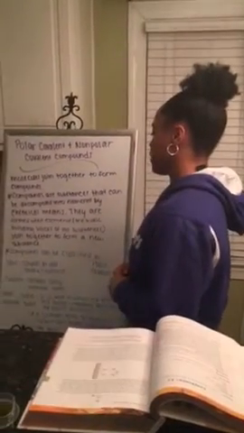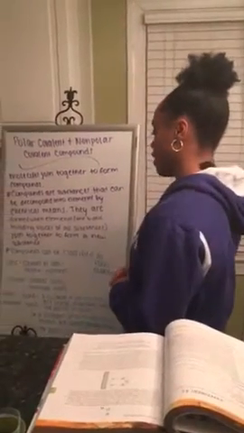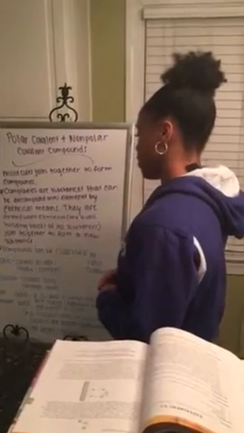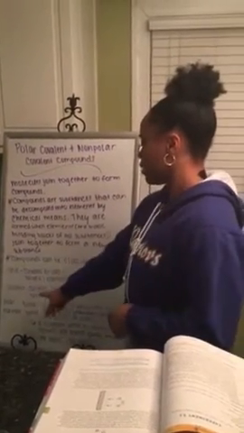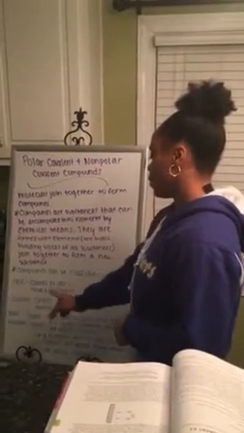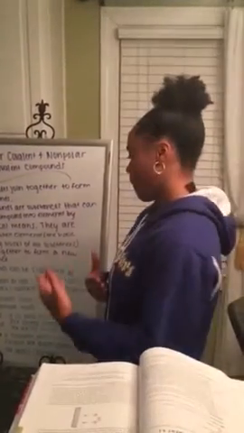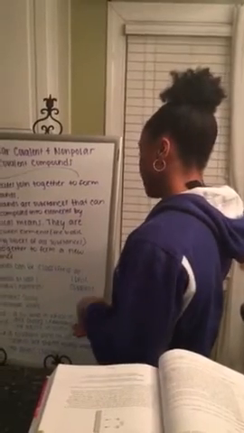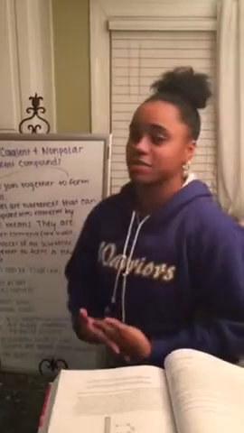An ionic compound contains at least one metal and one nonmetal, whereas a covalent compound contains solely nonmetals. So we have two different types of covalent bonds. We have a polar covalent bond and a nonpolar covalent bond. A polar bond is a covalent bond in which the electrons are shared unequally between the atoms involved. A nonpolar bond is a covalent bond in which the electrons are shared equally between the atoms involved.